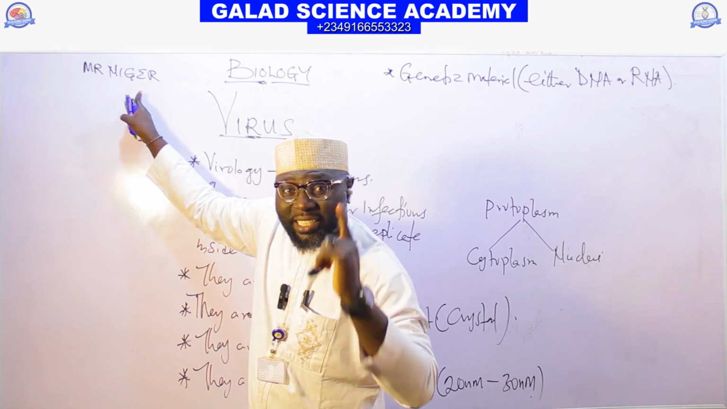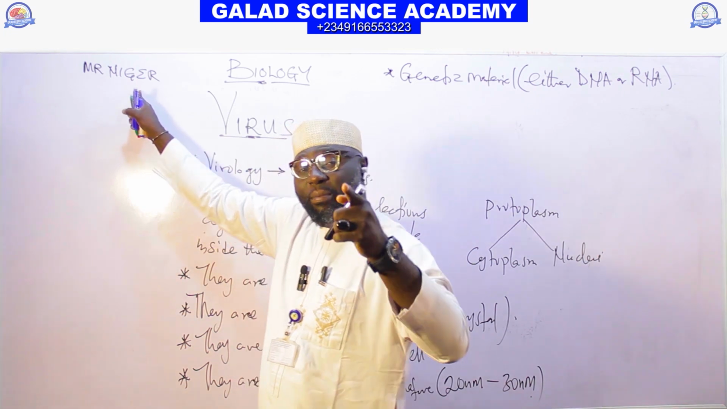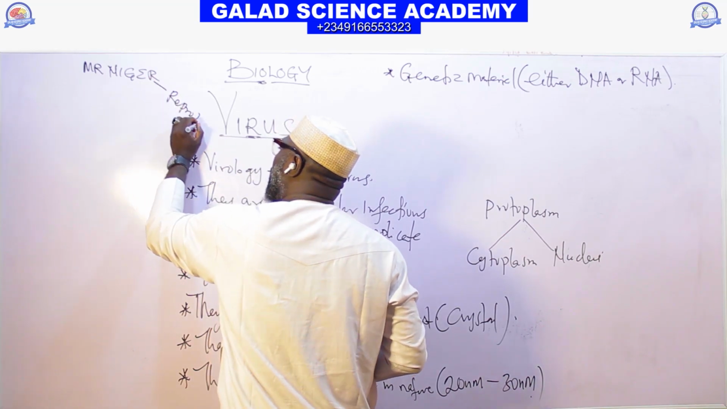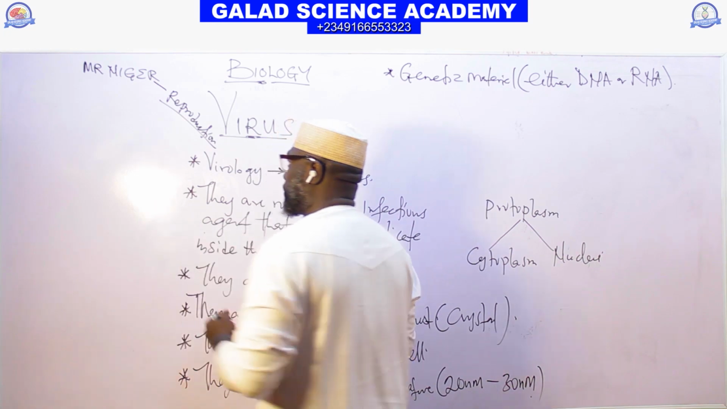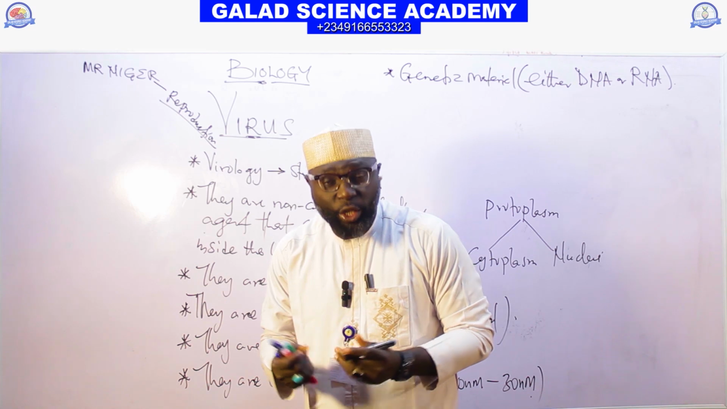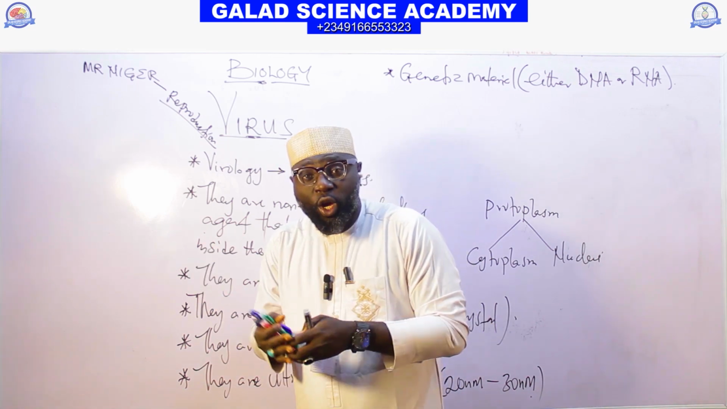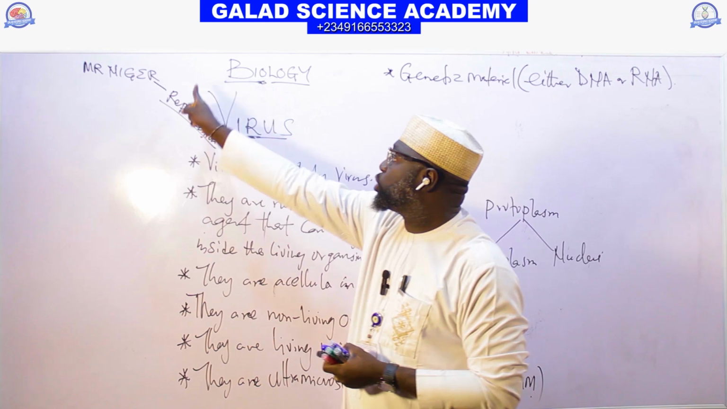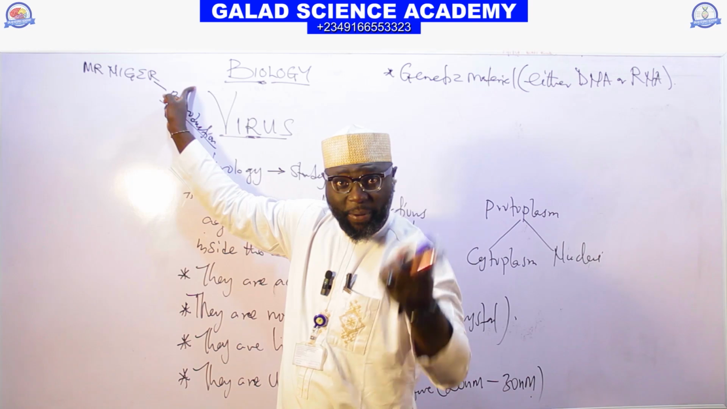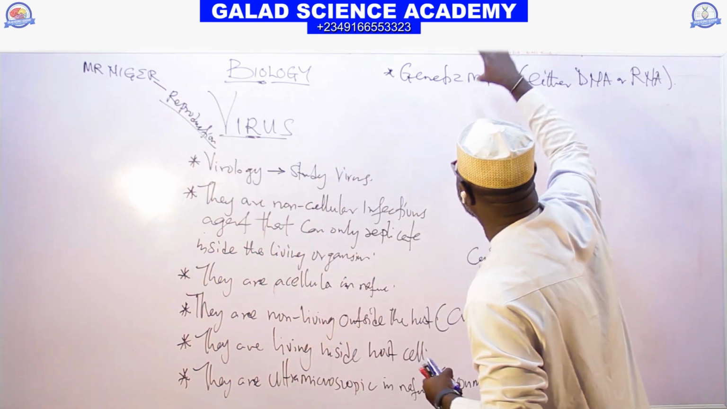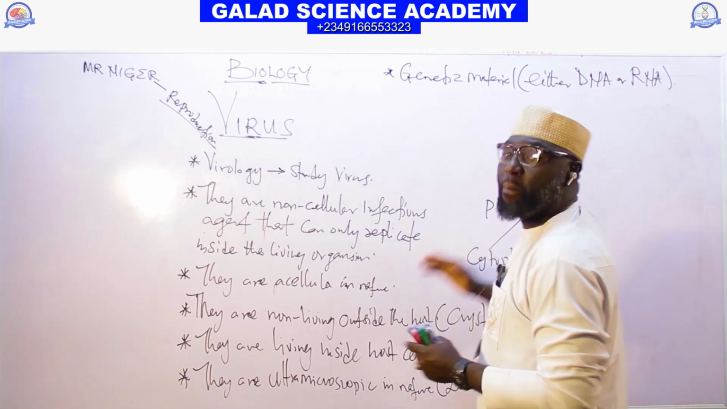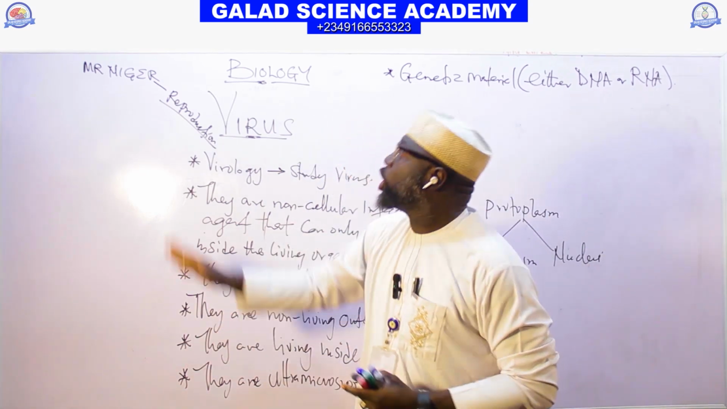The only property or characteristic of living organisms which can be found inside the virus is reproduction. The only feature of living organisms which virus shares with us is reproduction. Why can the virus replicate or reproduce? Because they contain genetic material, and the presence of this DNA or RNA gives the virus the ability to reproduce.